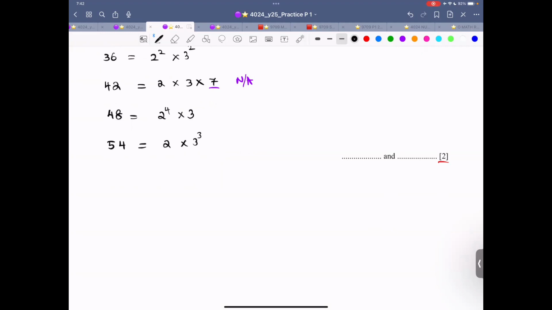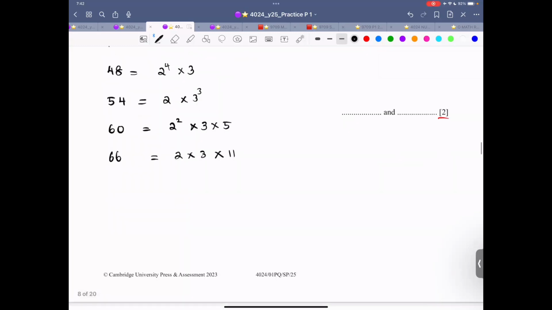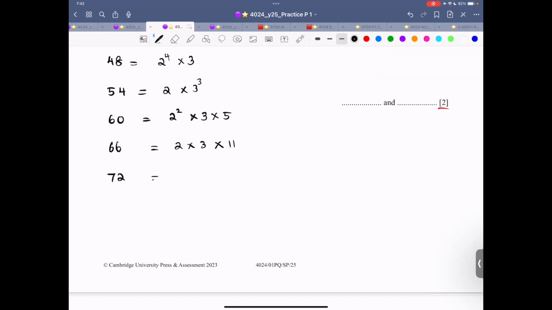And then let me write over here 60. Let me write some more because this is by trial and error. That is 6 into 10, that's 2 square into 3 into 5. And then let me write 66. That is 6 into 11, 2 into 3 into 11. And let me write 72 over here. That is 2 cube, and 8 9s are 72. So 2 cube into 3 square.